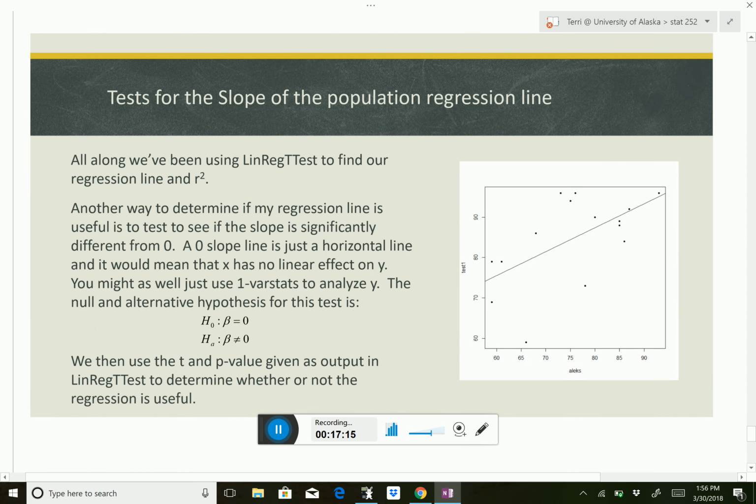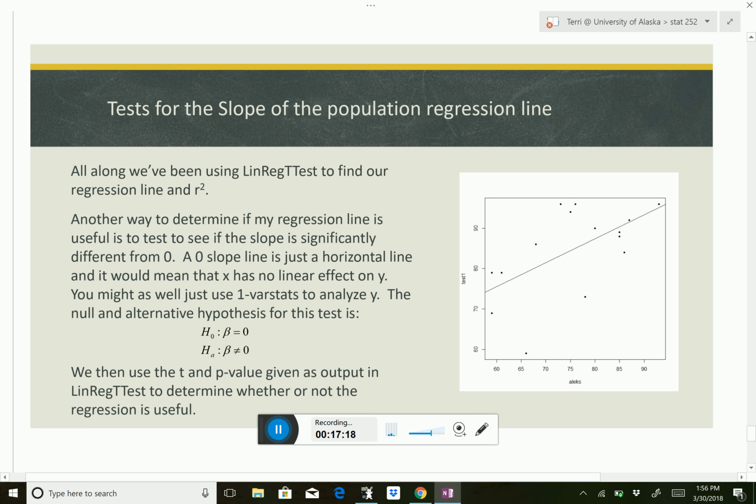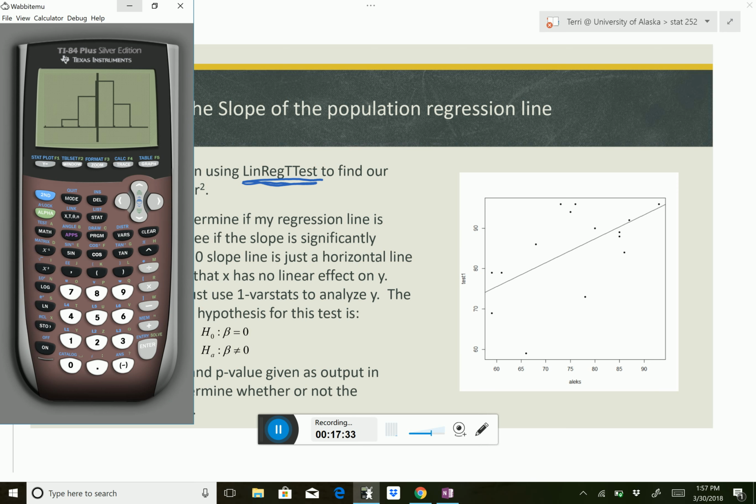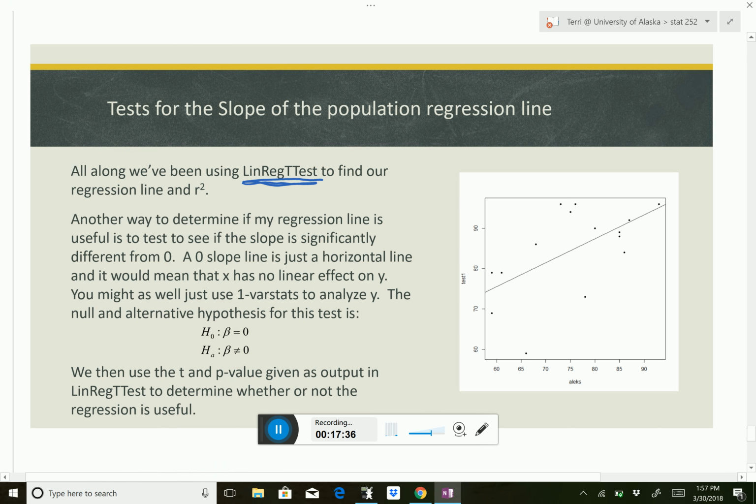All right, so one more subject and then I can leave you alone, and then I only have one more video to make. We've been using this linreg t-test to find the regression line and R squared, but one of the ways we can actually do a test is to see if our slope is significantly different from 0. Now remember, a 0 slope would just be this. Wherever y bar is, that's where the line would be.